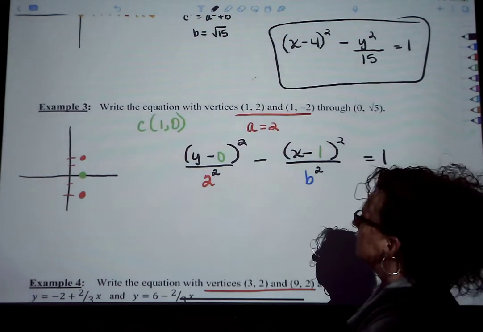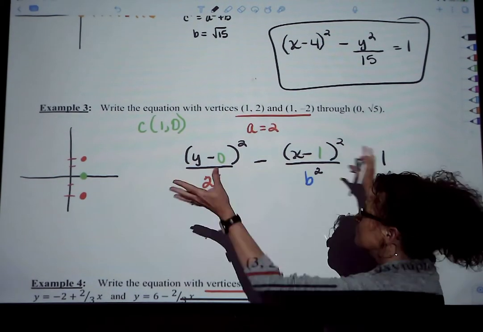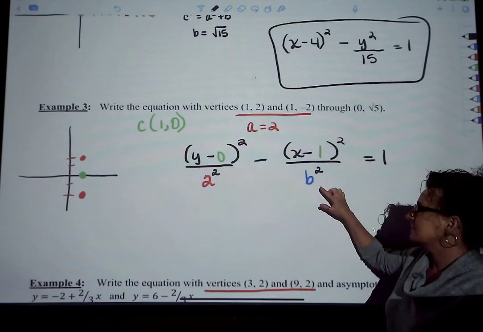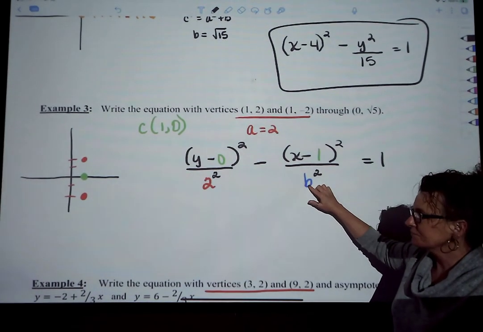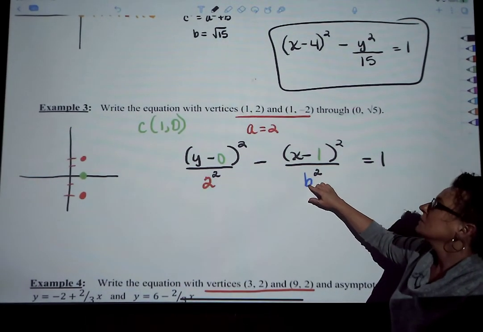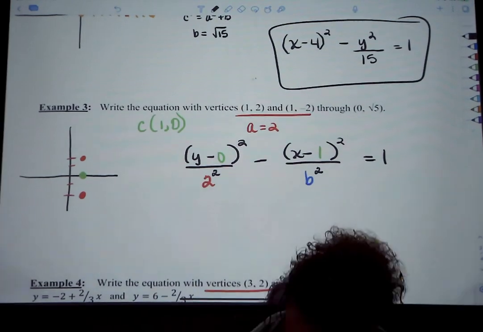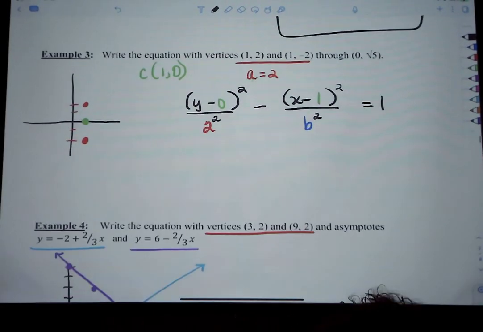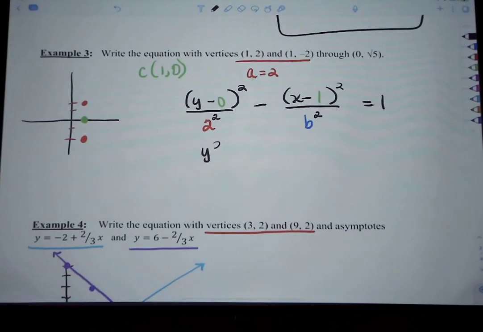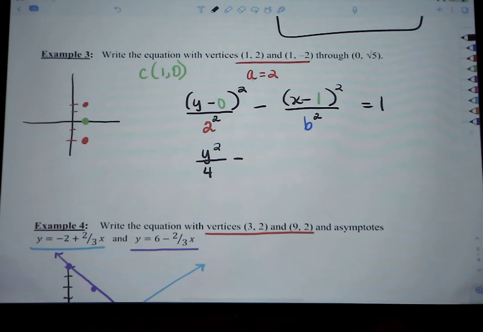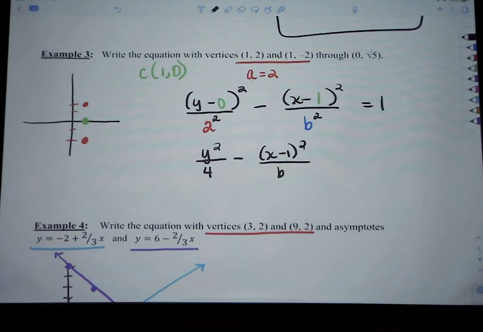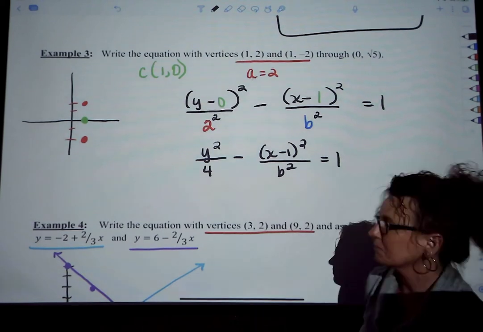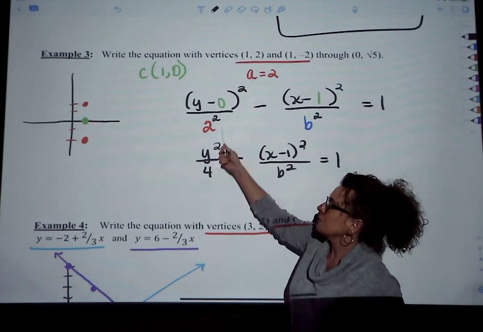Okay. So basically, I had everything filled in that I wanted to be filled in except for B. I've got nothing for B. So what we're going to do, let me simplify a little bit. Just made that a little cleaner.